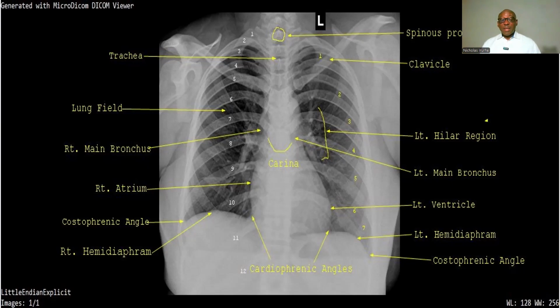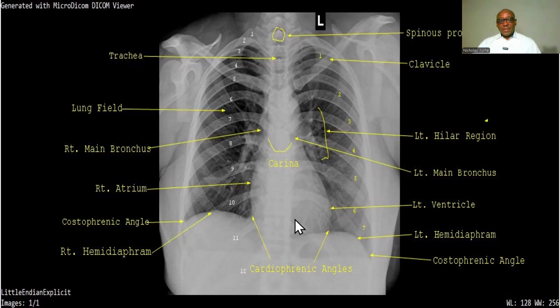And usually what happens is that at the hilum, the hilar lymph node is not seen. And the left hilum is usually higher than the right hilum.